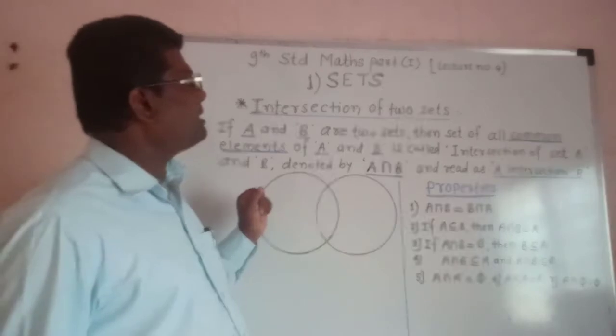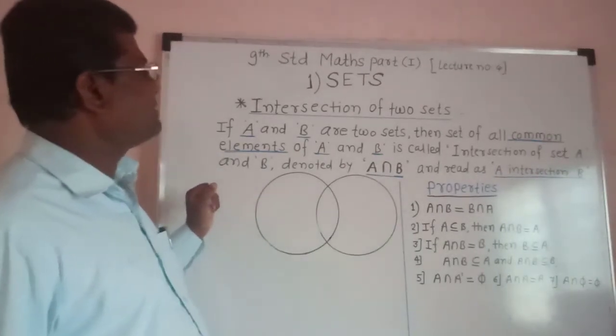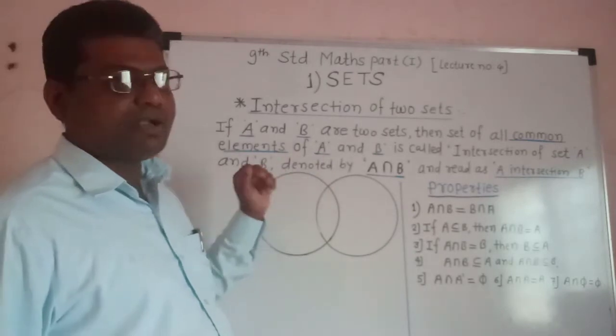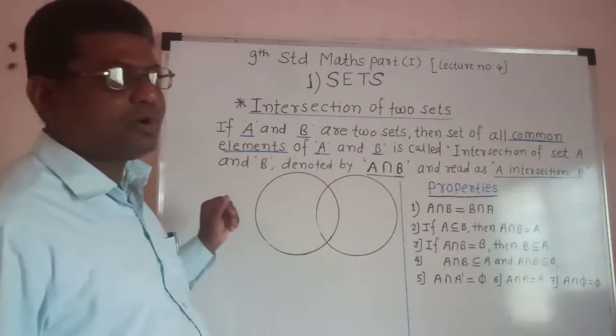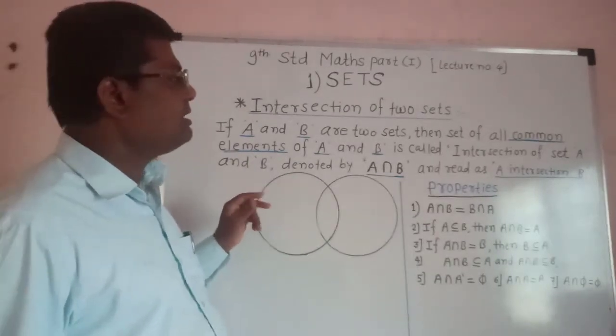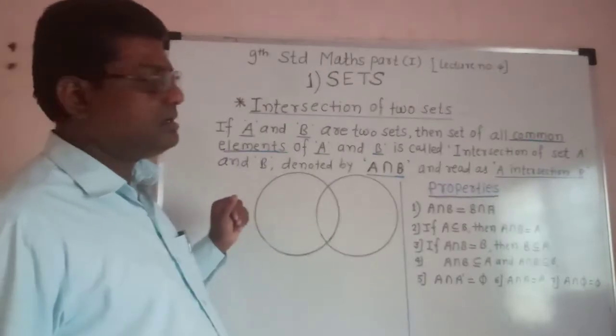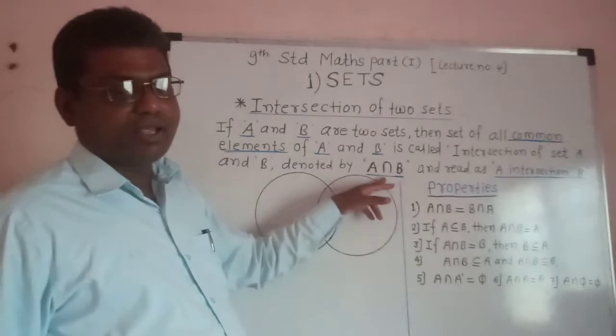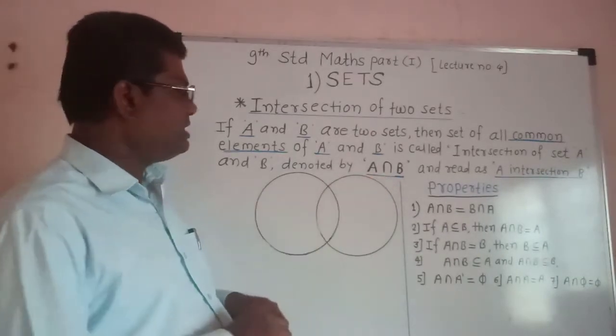Therefore, what is meant by intersection of two sets? If A and B are two sets, then the set of all common elements of set A and set B is called intersection of set A and B and denoted by A intersection B.